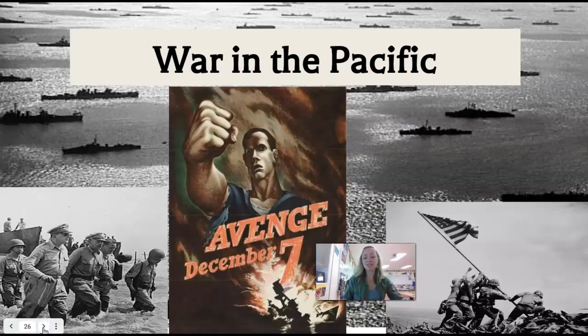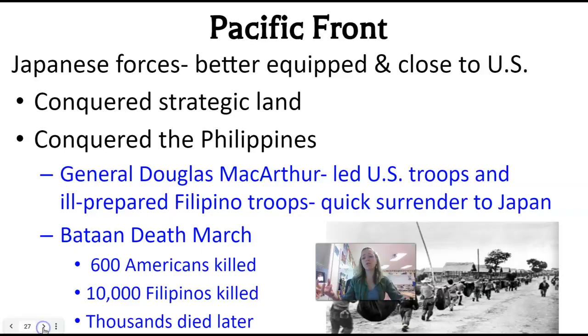However, the war is still continuing in the Pacific. Now we're going to shift our focus to fighting the Japanese. Right out of the gate, guys, the Japanese forces are better equipped. They're also pretty close to the United States. They've conquered strategic lands, and we have learned that they are fighting a different type of war.